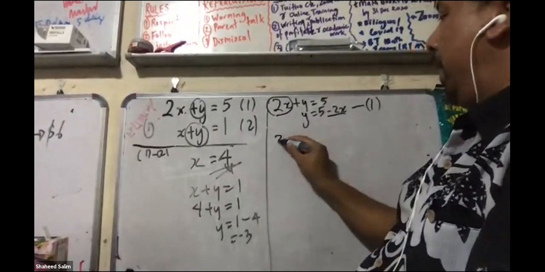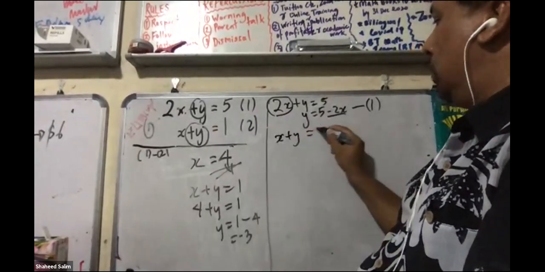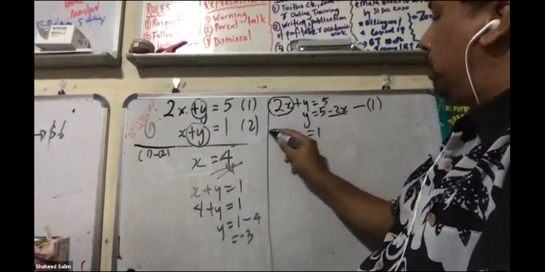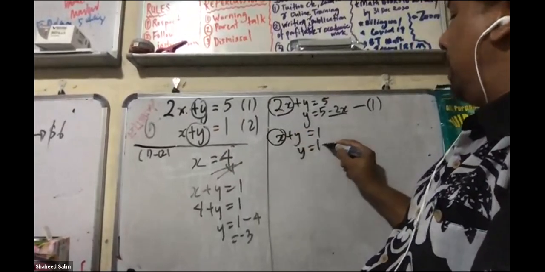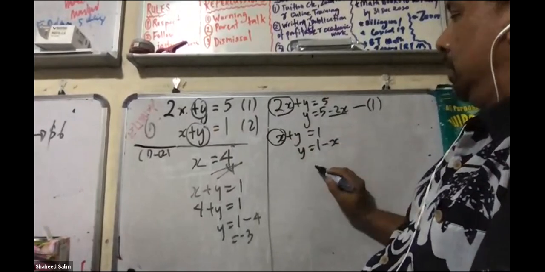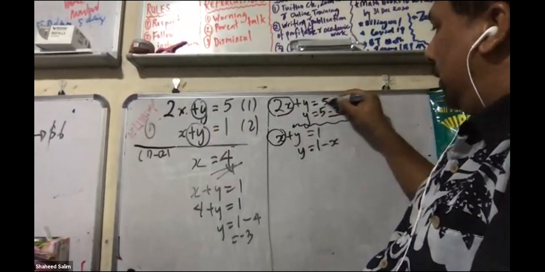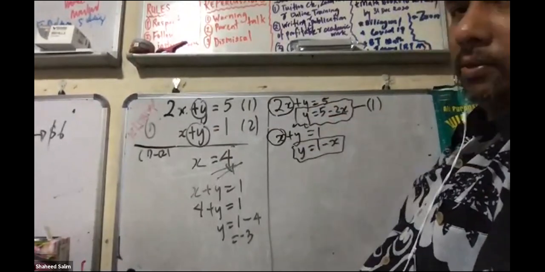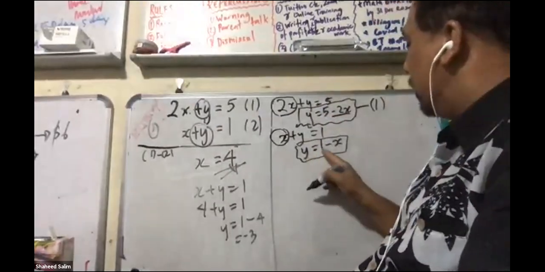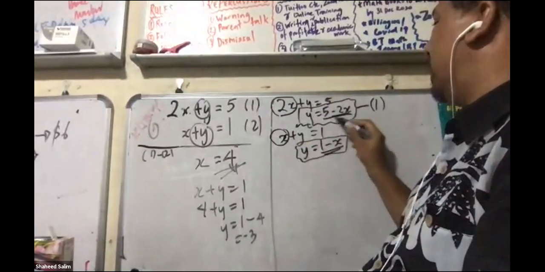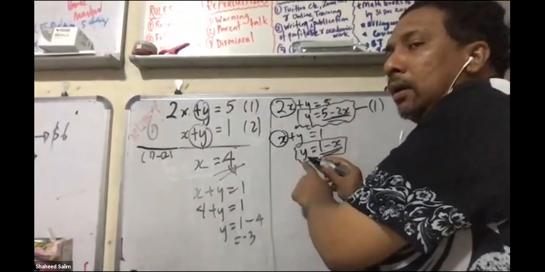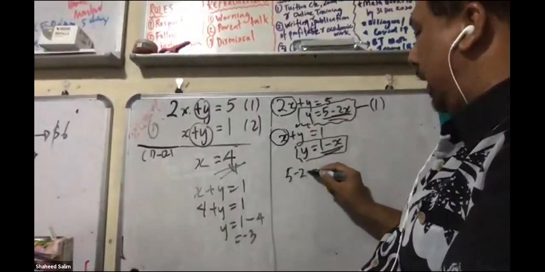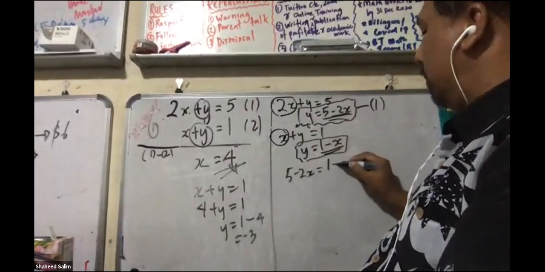Down here, next one, x plus y equals to 1. Again, I want to make it y. Y equals to, bring plus x over, 1 minus x. Now you get this format. Y equals to something, y equals to something. What to do? Because this is equal to y and this one is equal to y, that means 5 minus 2x is equals to 1 minus x.